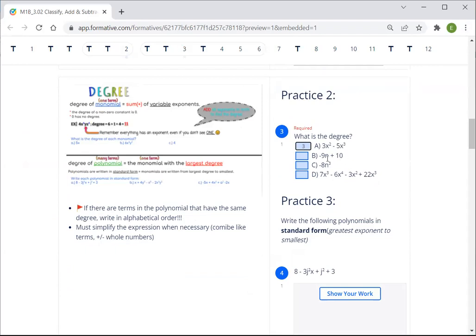Okay, in B, the highest degree would be this n because the exponent on the n would be a 1. The next one, highest degree or highest exponent is 3. So degree 3, so it's cubic. And this last one, if I look for the highest exponent, it is 4. So it is quartic.